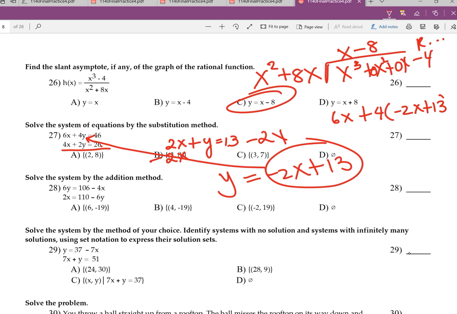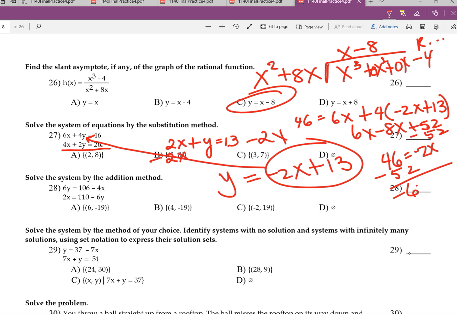And that should equal 46 according to the, I'm going to put it over here because I'm running out of space. So if I distribute, I get 6x minus 8x plus 52. And so this gives me 46 is equal to negative 2x plus 52. I'm going to go ahead and subtract that 52 on both sides. Okay, so that's going to leave me with negative 6 is equal to negative 2x, so x has to be 3.